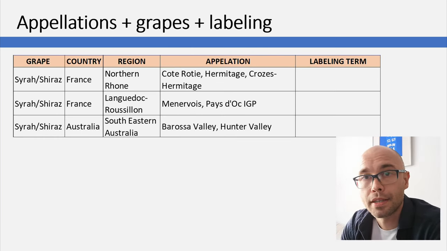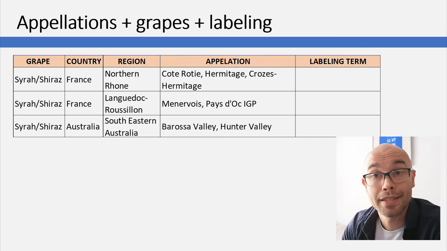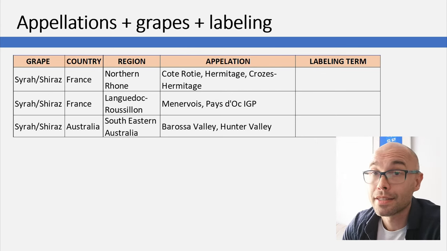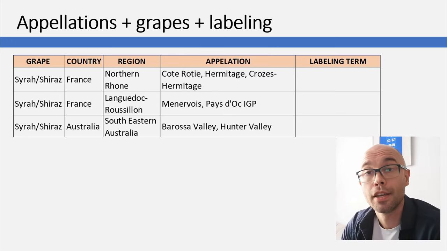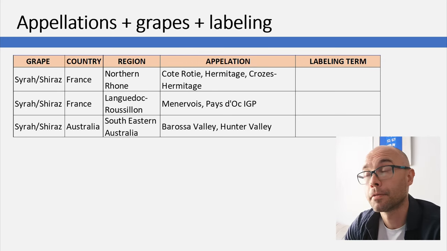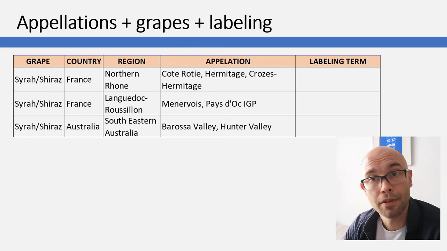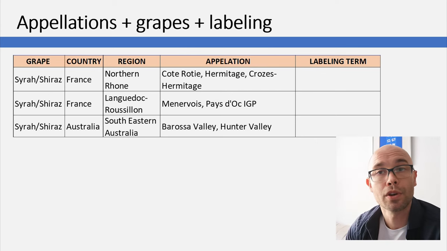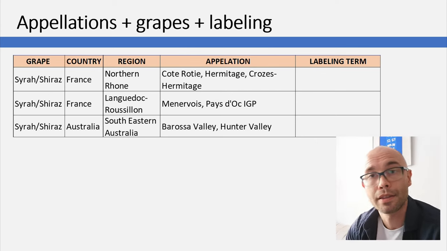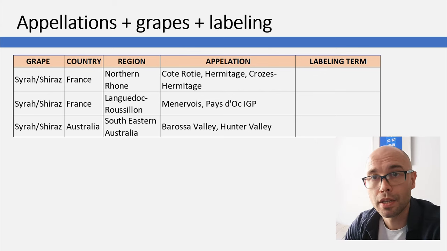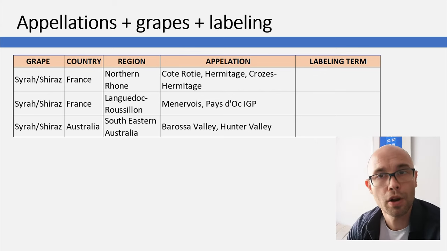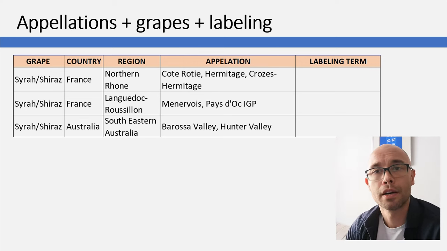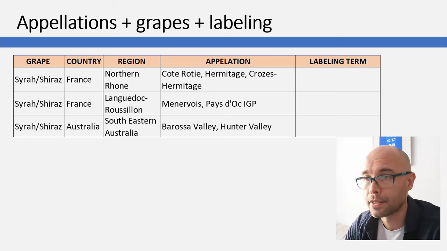Syrah or Shiraz is the same grape variety, it's just indicating a different style of wine. So if you see Syrah on the label, it should indicate this Rhone French style, which is lighter, more elegant, less ripe. And if you see Shiraz on the label, it should indicate this Australian style, which is riper, fuller body, higher alcohol wines.